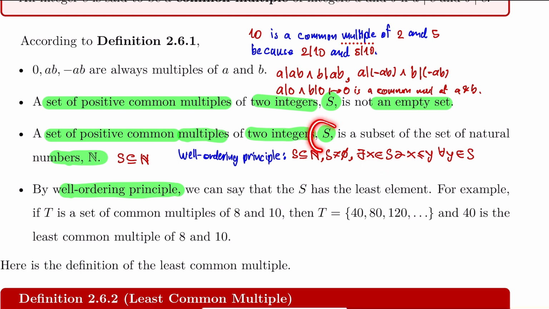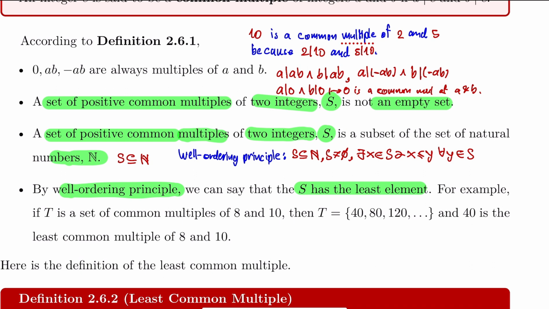Now this set S, which is the set of positive common multiples of two integers, is a subset of the set of natural numbers. So it satisfies the well-ordering principle, and we can say that this set S has a least element.